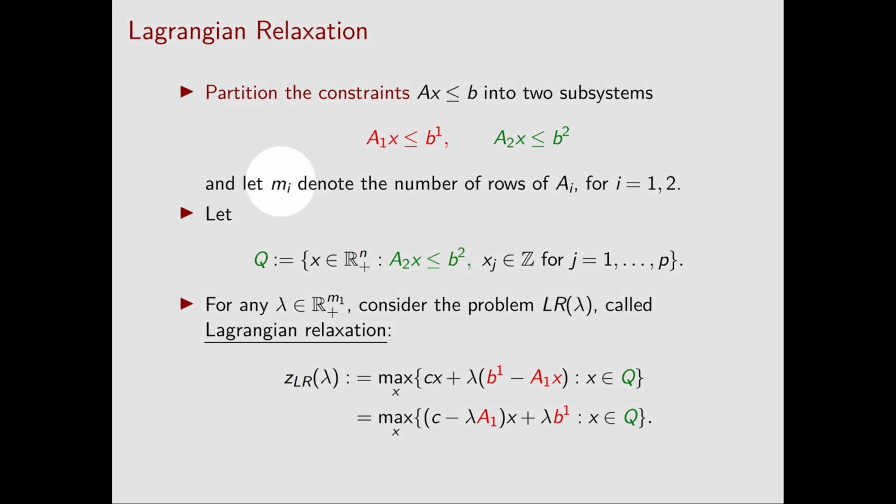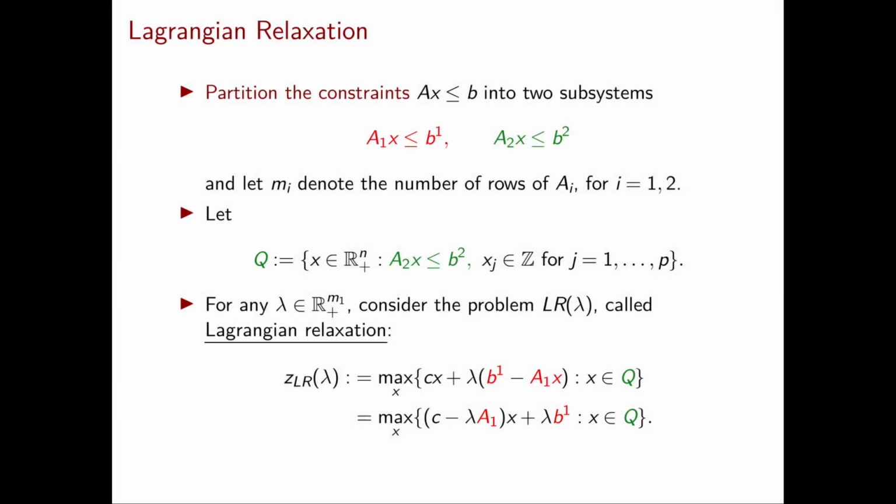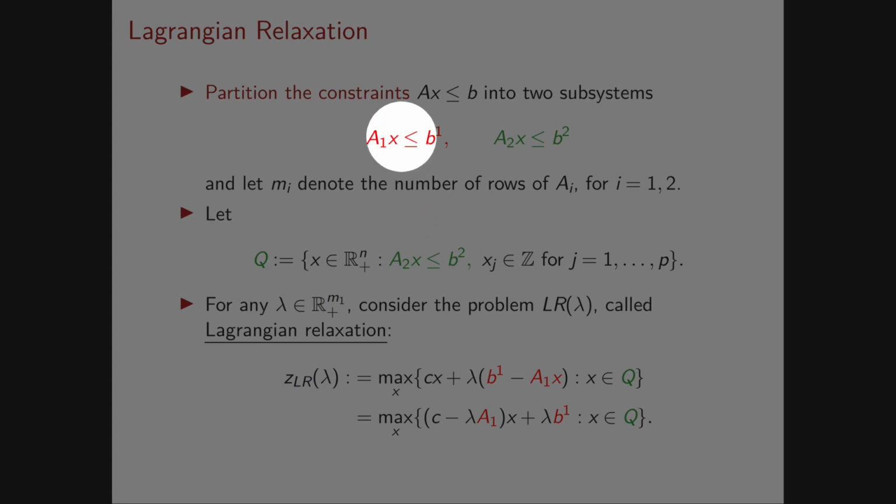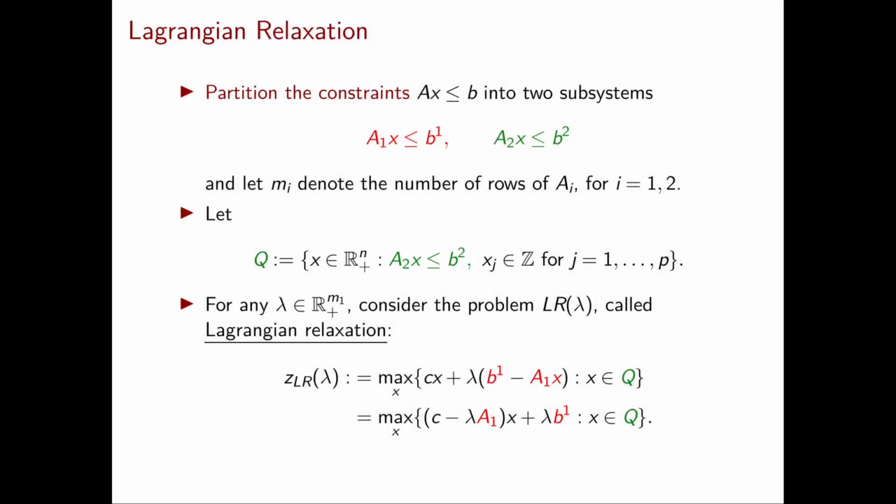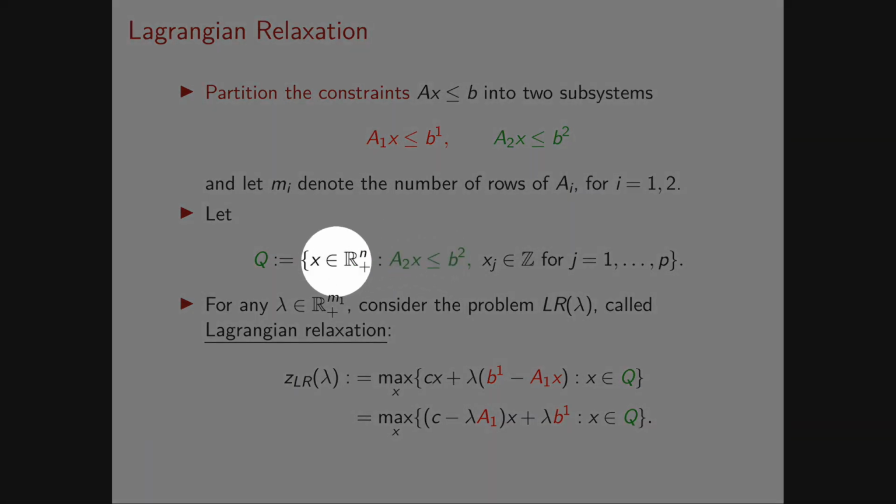So the first thing I need to do is define the following mixed integer linear set. It is essentially the mixed integer linear set of our original problem, but where we drop the inequality constraints of the red system. So as you can see, we have non-negativity on all the n variables, we have integrality on all the first p, and then we only have the constraints in green.